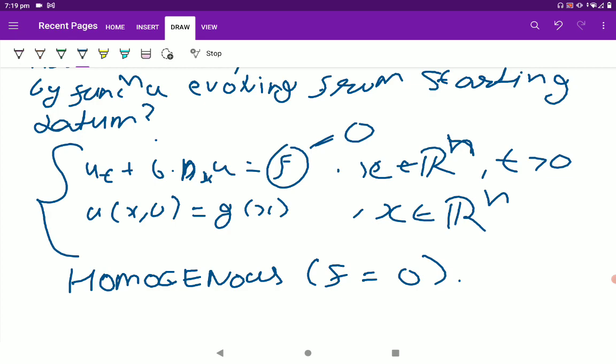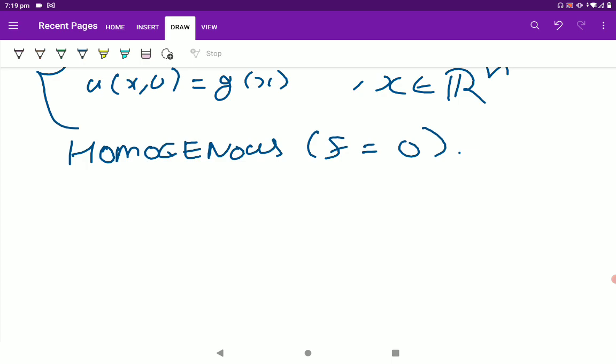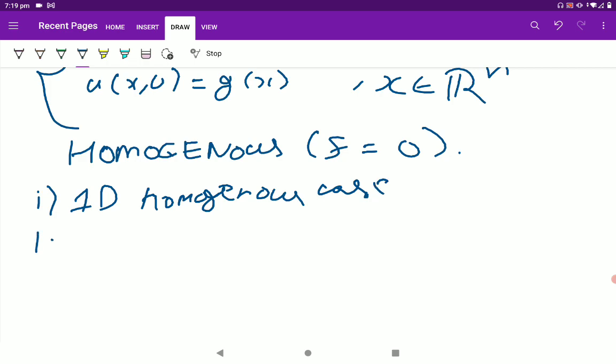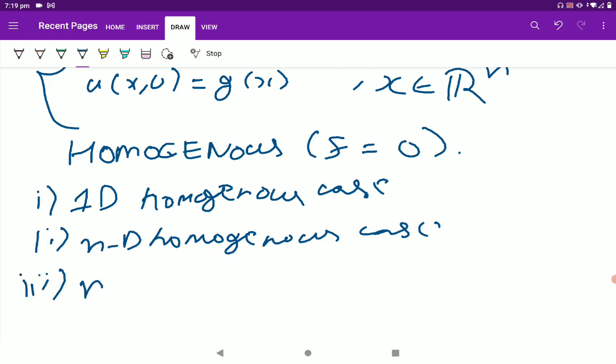So we are going to treat separately the following cases in the upcoming lectures. That is, in the exercise part, we are going to solve this equation for the following cases. First, the one-dimensional homogeneous case for this transport equation. The second case we are going to see is the n-dimensional homogeneous case, and the third case is the n-dimensional non-homogeneous case.